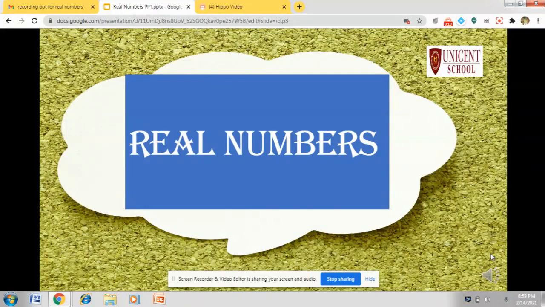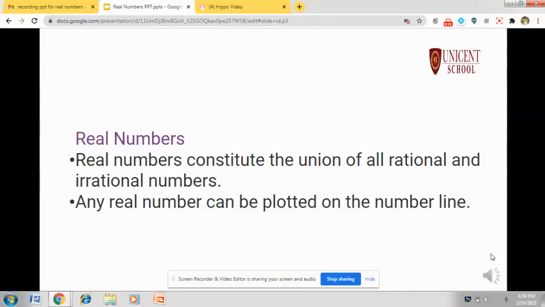Today, we are going to learn about real numbers. Chapter 1, Real Numbers. First, let us know what real numbers are. Real numbers constitute the union of all rational and irrational numbers. So, any real number can be plotted on the number line.